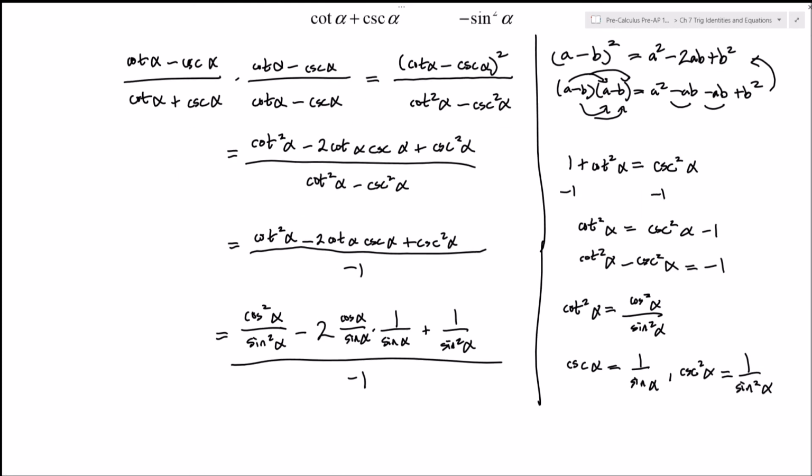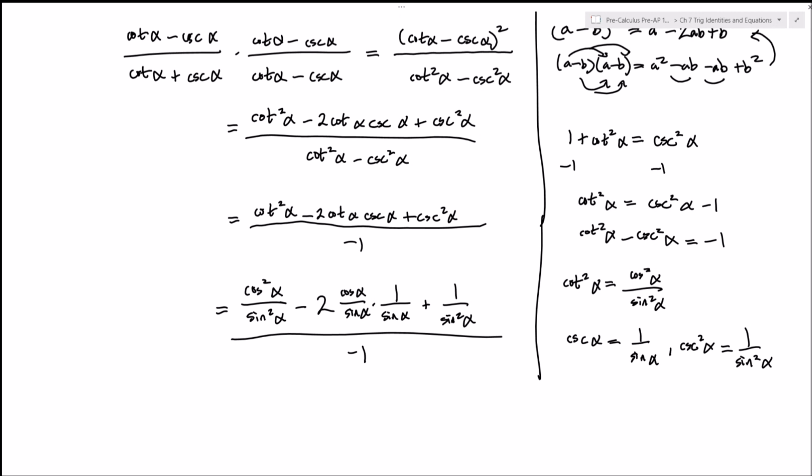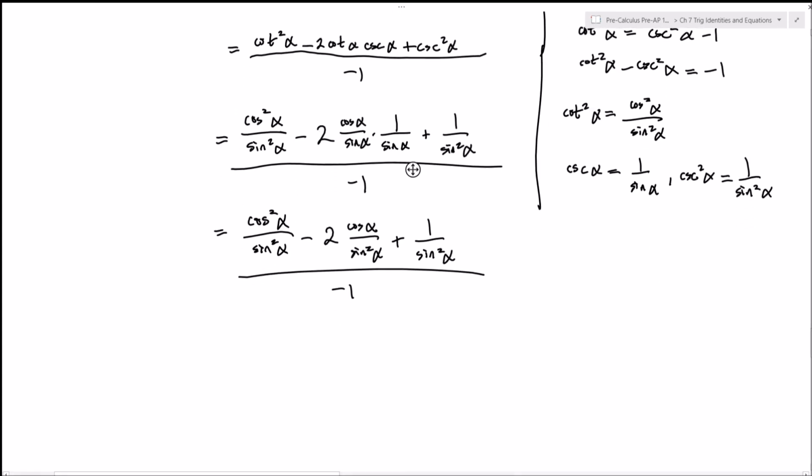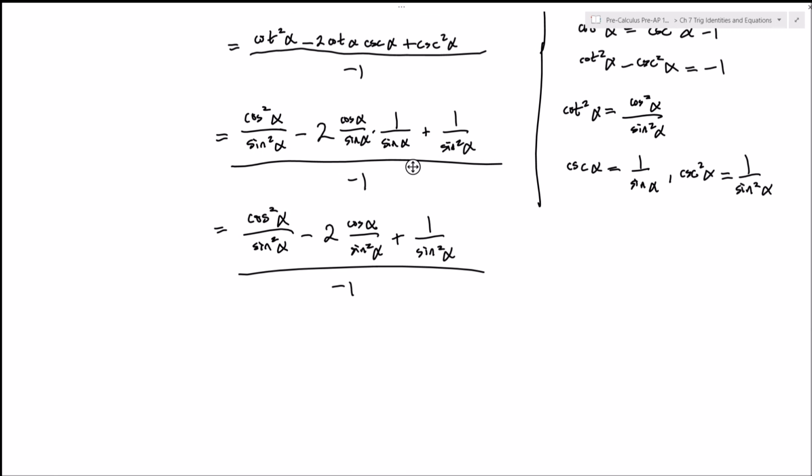So we'll see. Now the nice thing, like I was saying earlier, look at that middle term. Minus 2 cosine alpha over sine alpha times 1 over sine alpha. That can simplify into one fraction, which I'll go ahead and write down. So that's cosine squared alpha over sine squared alpha minus 2, and as one fraction, cosine alpha over sine squared, and then plus 1 over sine squared alpha, all divided by -1. And we're getting pretty close.